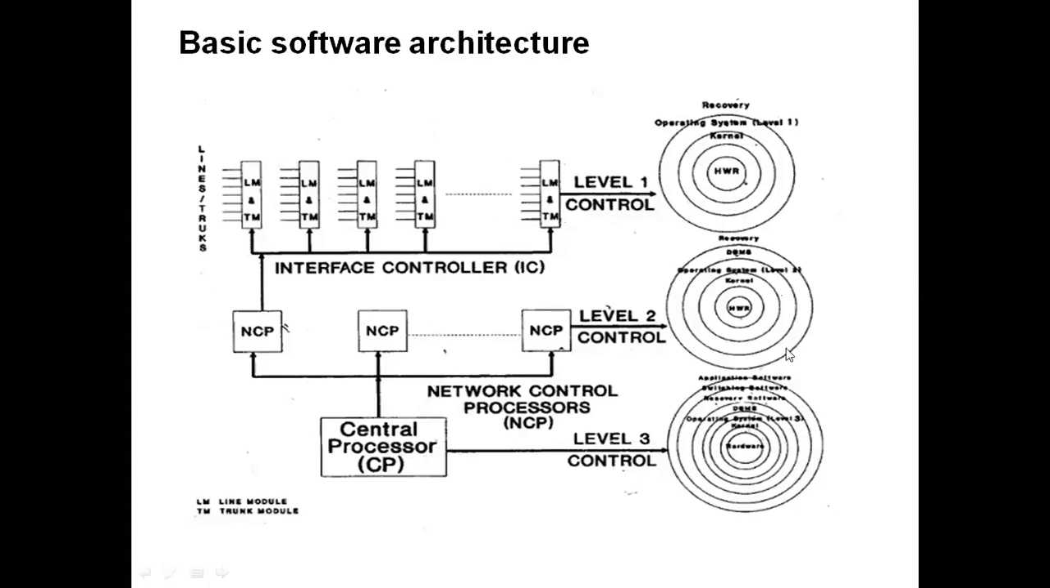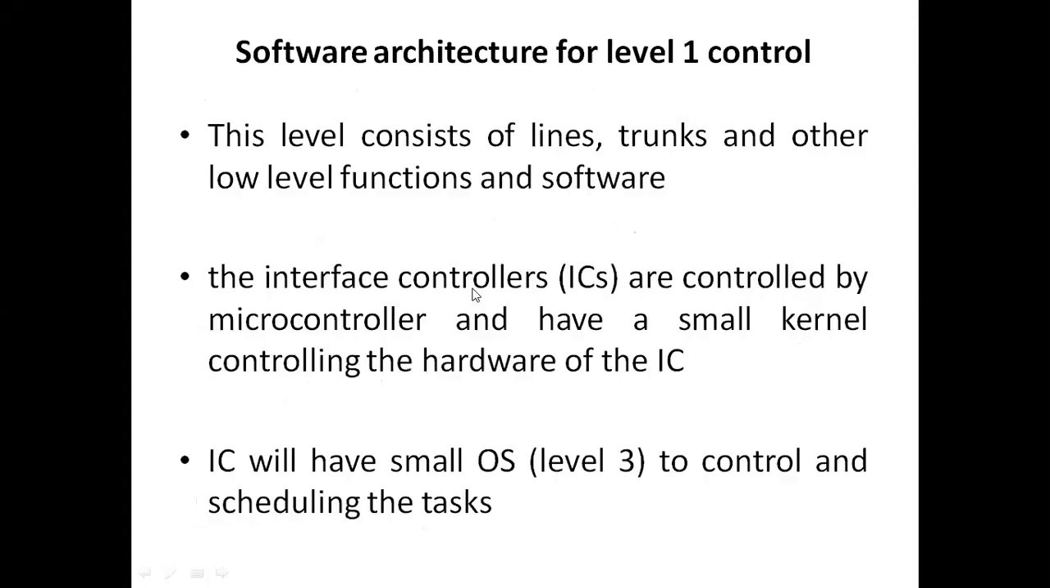This is what we were discussing: the basic software architecture of the digital switching system. We already discussed the building blocks, where we have the element TM, the interface control, the network control processor, and then a central processor. Each of these is divided into different levels of control. We'll see this one by one.